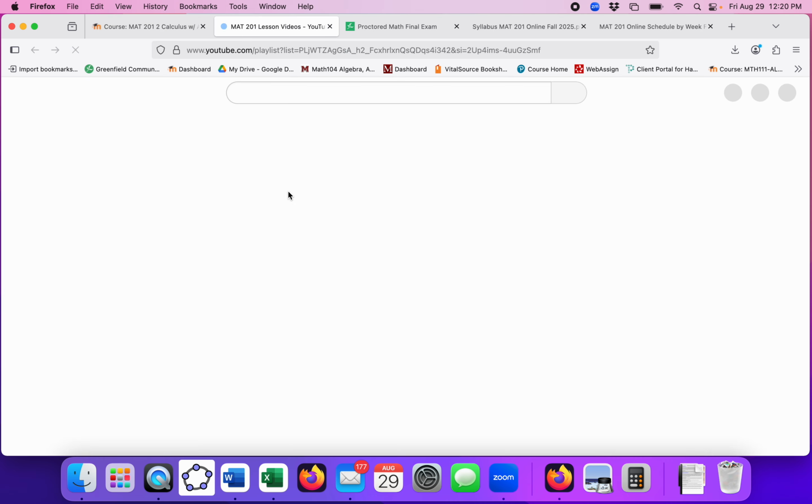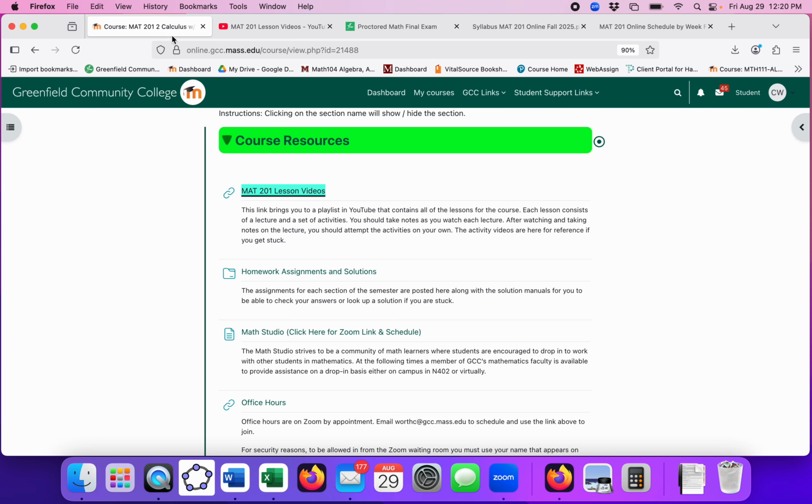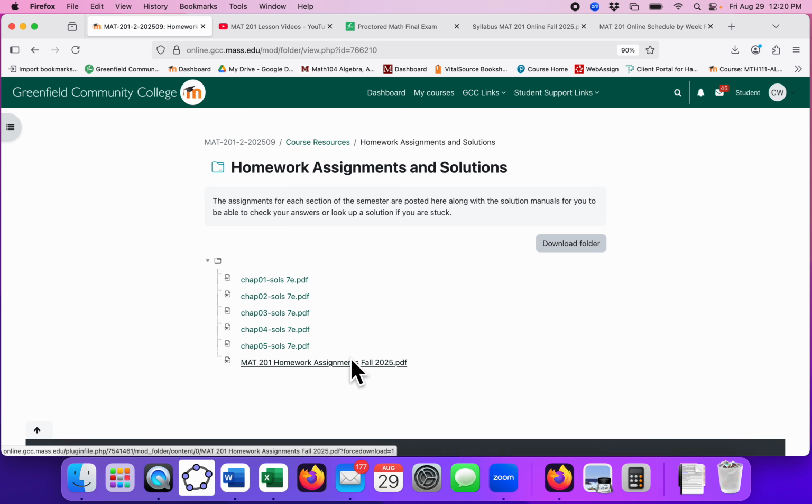So if you click that, it takes you to a YouTube playlist of all of the lectures for the course. And then we have a folder with homework assignments and solutions. So if we click that, we have the homework assignments down at the bottom, and then the solutions manual for chapters 1 through 5. So the solutions are not just the answers, it's like a worked out solution. So you can look up the answer, and if you're stuck, you can look up the full solution.